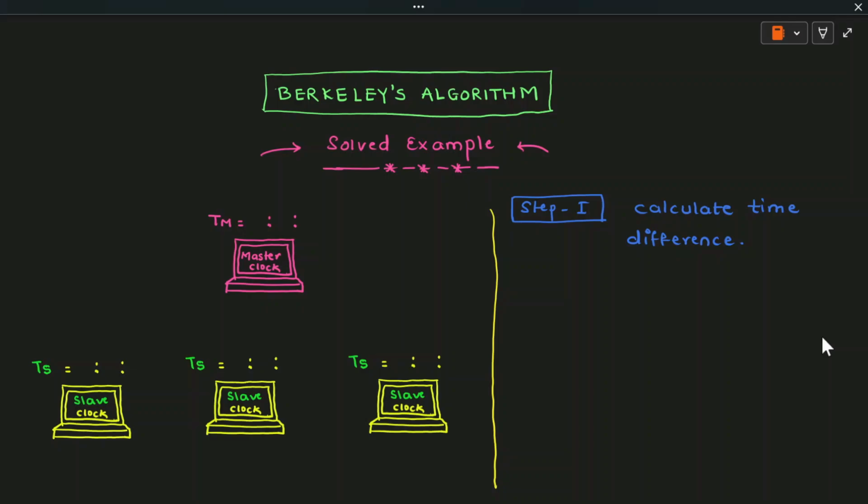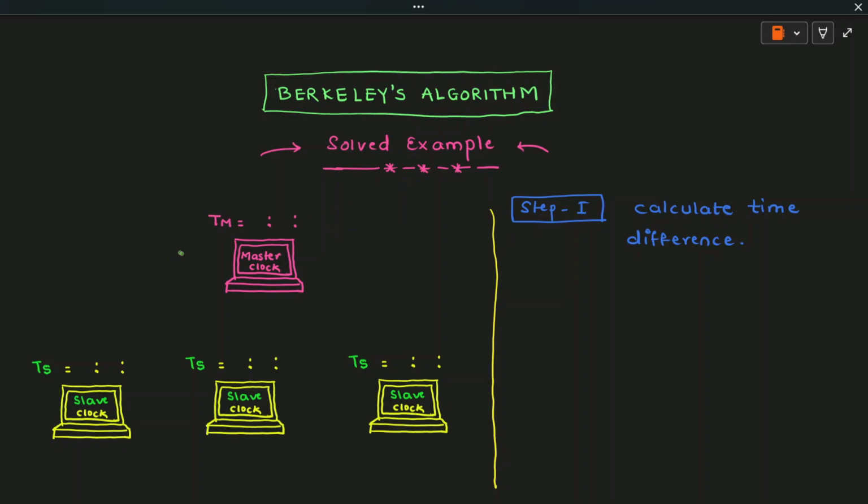Today we are going to solve one simple problem based on the Berkeley's algorithm. If you want more information about Berkeley's algorithm, you can refer to my videos on Berkeley's algorithm. So let us start with the Berkeley's algorithm problem.